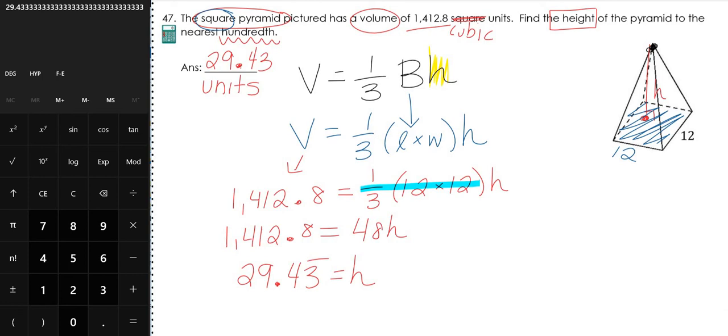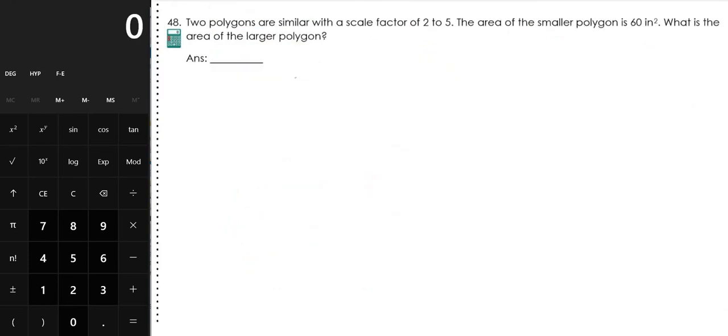Okay, let's keep it moving. Number 48. Two polygons are similar with a scale factor of 2 to 5. The area of the smaller polygon is 60 inches squared. What is the area of the larger polygon?